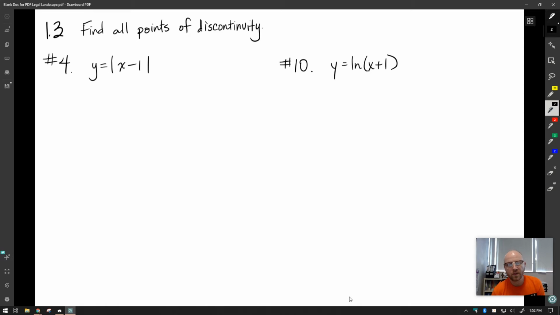Let's take a look at number 4 and 10 from section 1.3. Our directions are to find all points of discontinuity. And for number 4, we have the function y equals absolute value of x minus 1.